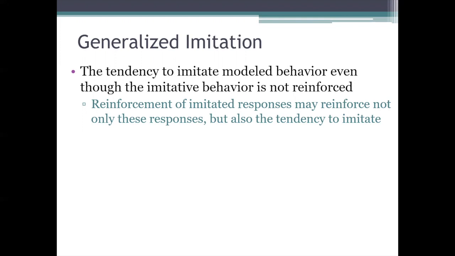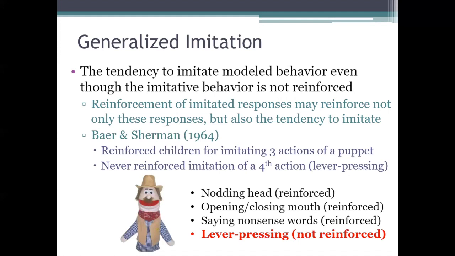So I want to tell you about a classic study now that provided some of the earliest evidence for it. The study was done with preschool aged children as participants. And the researchers, Donald Baer and James Sherman, had those kids watch a cowboy puppet who modeled 4 distinct actions. So the puppet was the model in this study, and the behaviors that that puppet would perform included nodding its head, opening and closing its mouth, saying nonsense words, and pressing a lever. Okay, so 4 actions being modeled here by the puppet. Now, if a child imitated one of those first 3 behaviors, then the puppet would reinforce the child for that by saying things like, very good, or you're really smart. And as a result, the kids obviously increased how often they performed those behaviors.